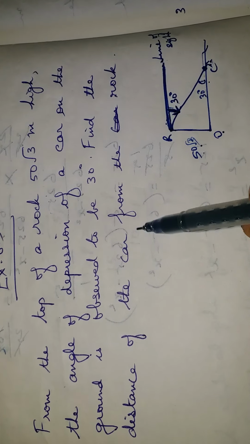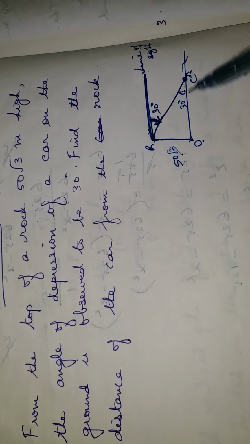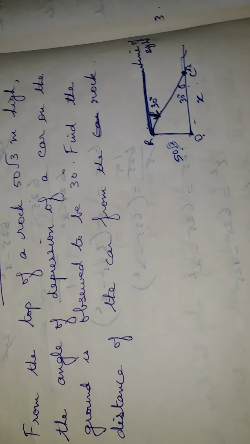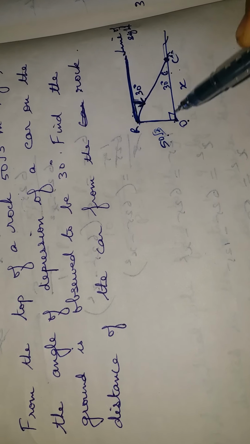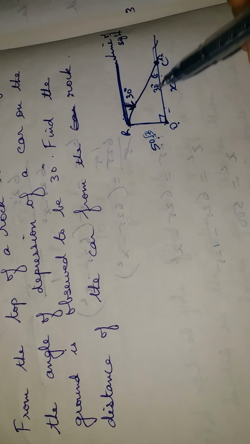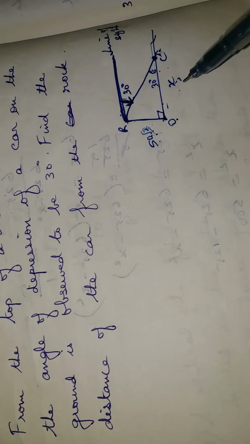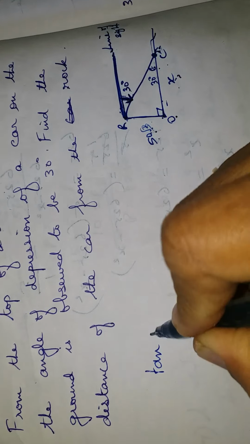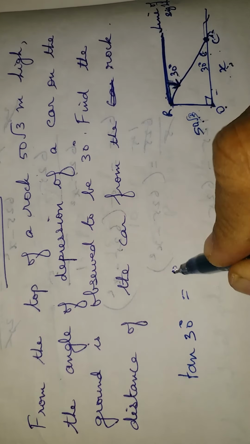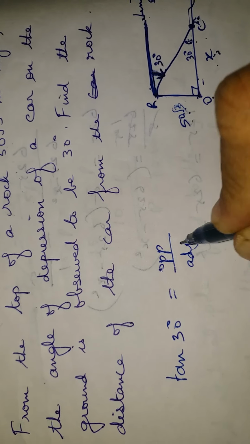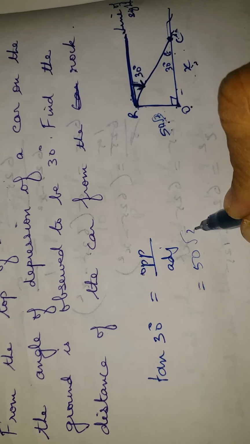Now you have to find this. They have asked you to find the distance of the car from the rock. Here is your rock, from this point is your rock. So this is the distance they have asked you to find, and you can name it as x. This angle is 90 degree. This side is opposite by adjacent. You write tan 30 degree. The angle given here is 30 degree. So tan 30 is equal to opposite by adjacent. Which is your opposite side? Opposite is 50 root 3.